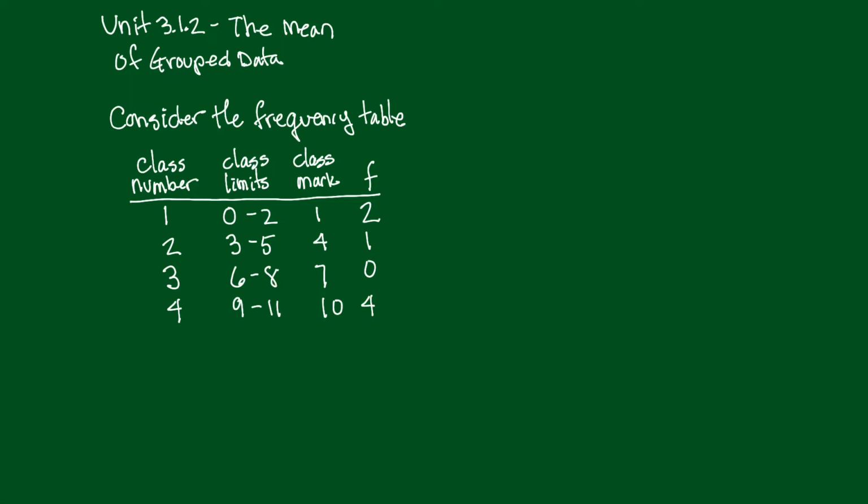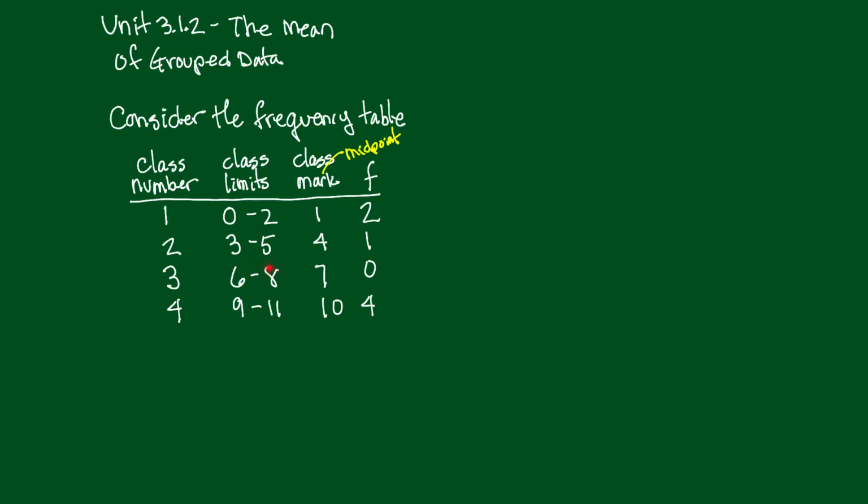Now the class mark, this is the midpoint. When we say mark, it's just another word for midpoint. So do you believe that that's the midpoint? So look at this class here. Add those two numbers together and divide by 2. 0 plus 2 is 2. Divide by 2, you get 1. And sure enough, 1 is right in the middle. 3 plus 5 is 8. Divided by 2 is 4. And sure enough, 4 is right in the middle.